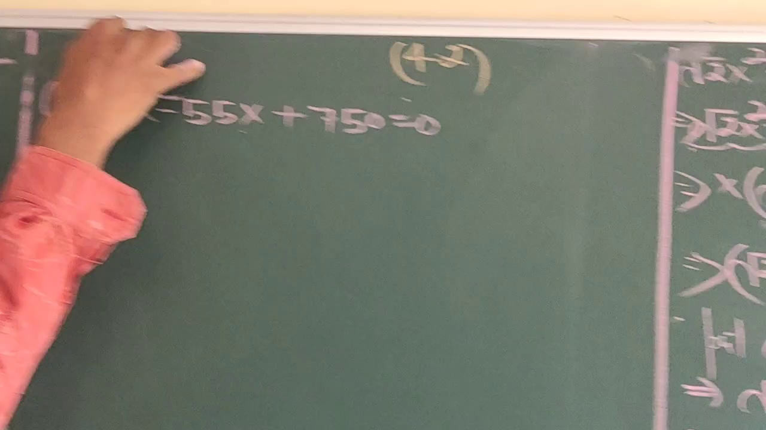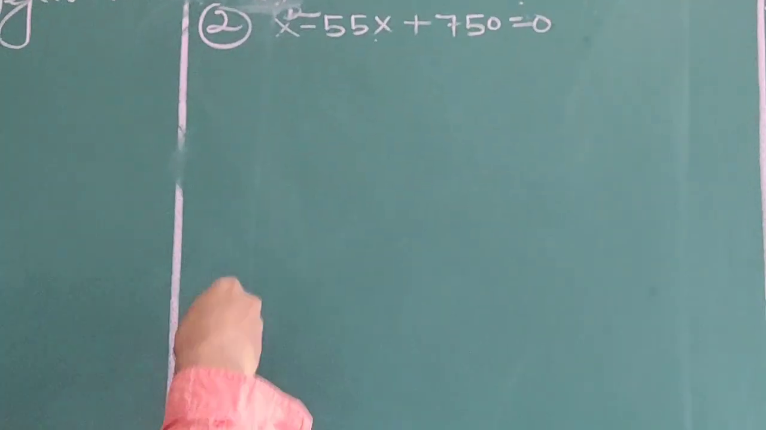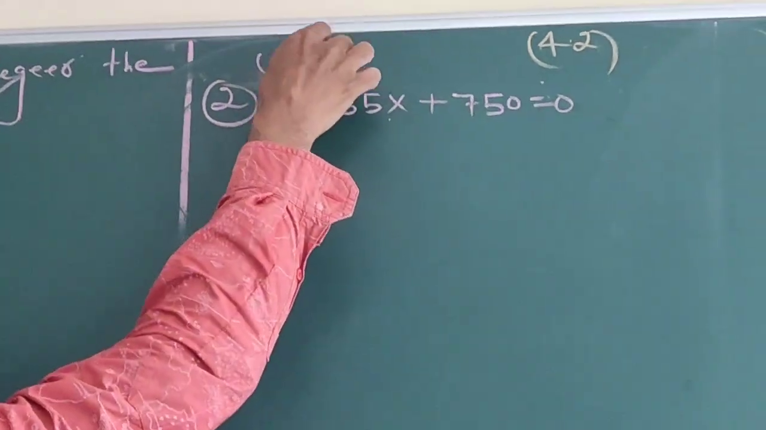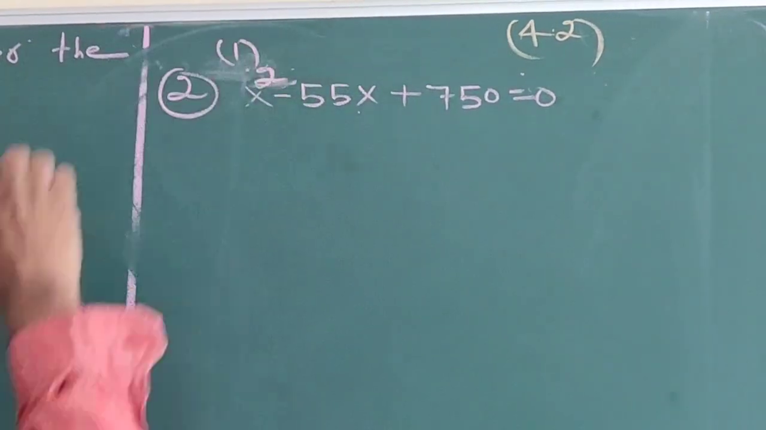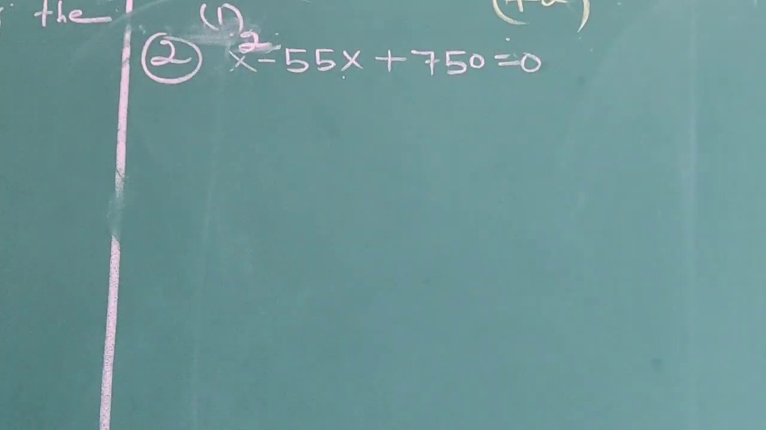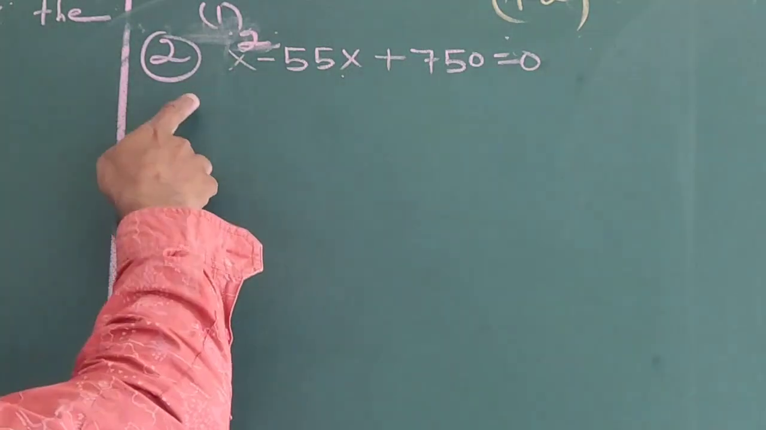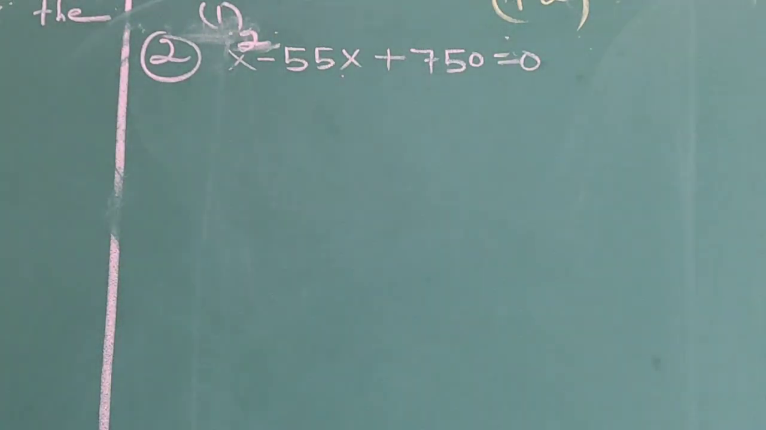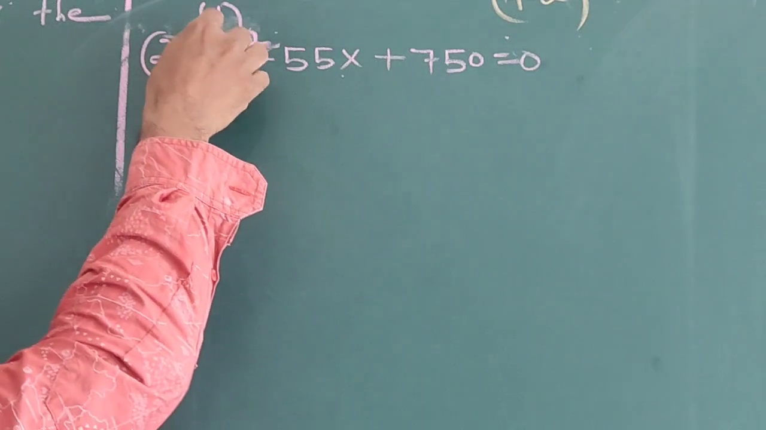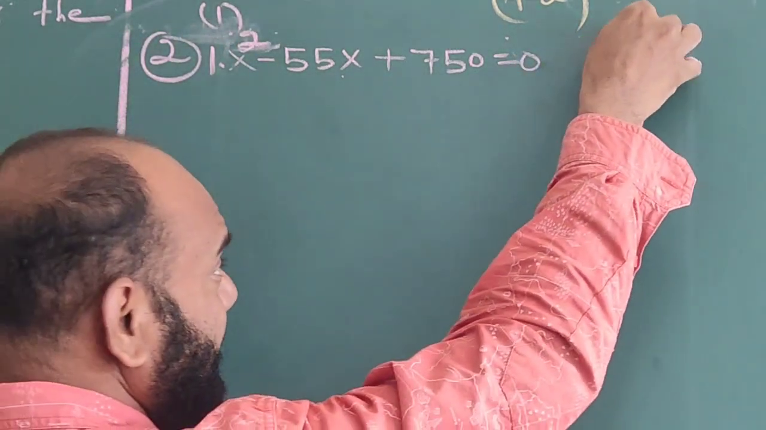And the second question of this exercise is x square minus 55x plus 750 equal to 0. This is also solved by the method of factorization. Now we multiply the coefficient of x square and the constant term. Here the coefficient of x square is 1 and the constant term is 750. So when we multiply 1 by 750, we get 750.